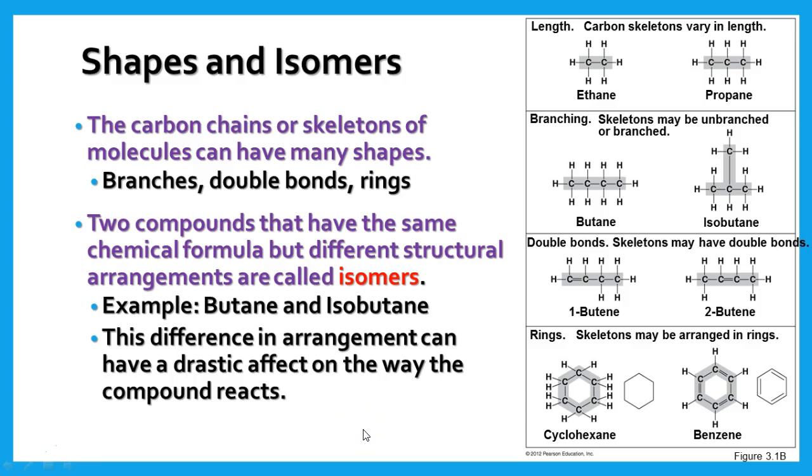2 compounds that have the same chemical formula but different structural formulas are called isomers. Here we have isomers of butane. You see butane has C4H10, and isobutane, if you count up the carbons and the hydrogens, you'll find that it's the same formula, C4H10, but they're arranged differently. Those are called isomers, and that has an effect on the way a compound reacts in various kinds of chemical reactions.